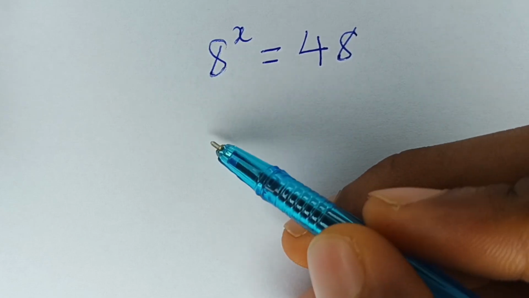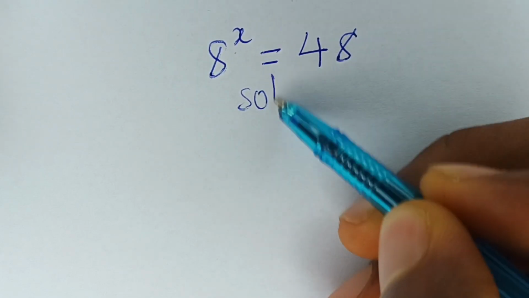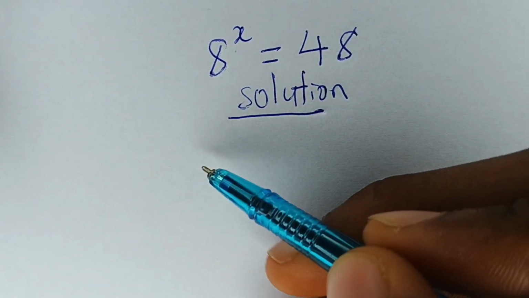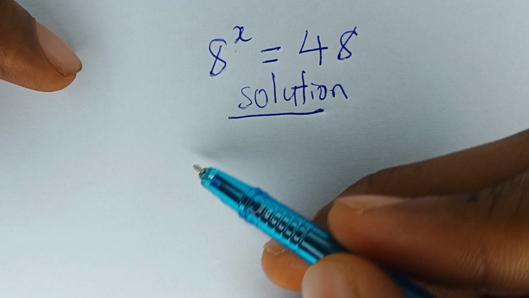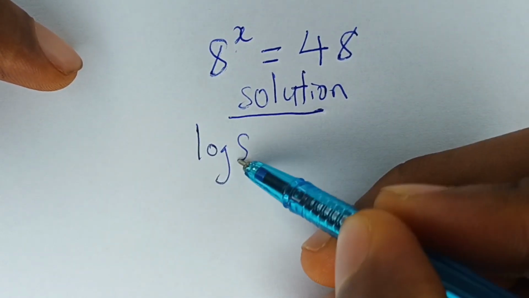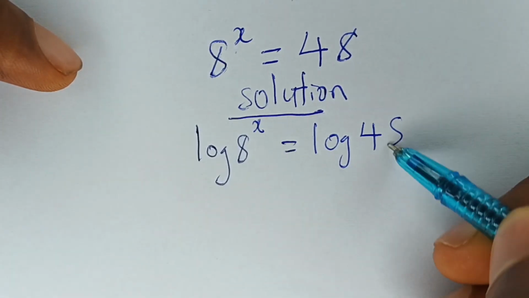Let's solve this question together. It says 8 raised to power x is equal to 48. Okay, so let's solve this. Now, the first thing to do here is I will take the logarithm of both sides. So I will say log of 8 raised to power x is equal to log of 48.